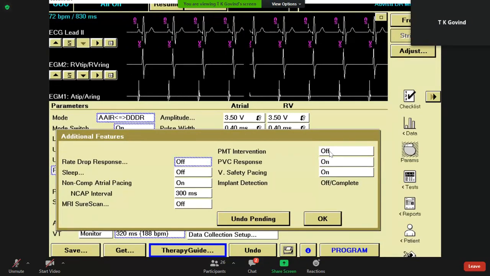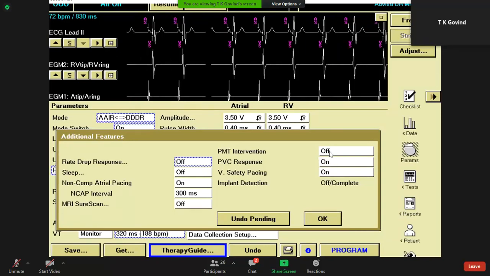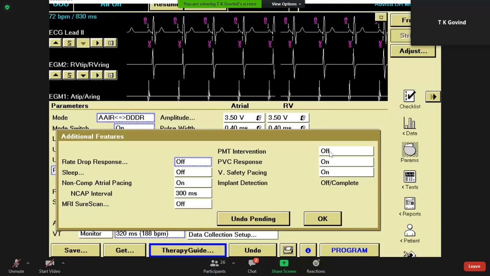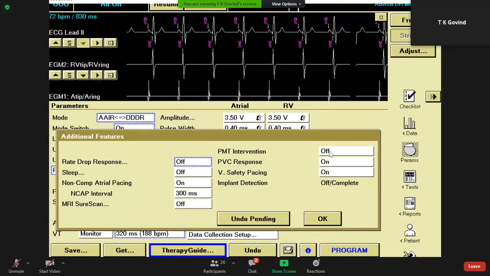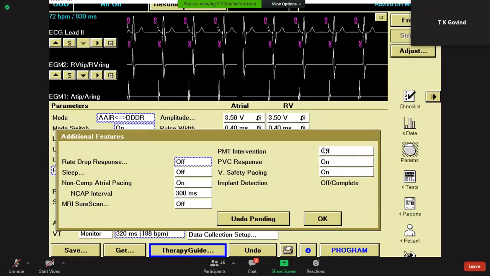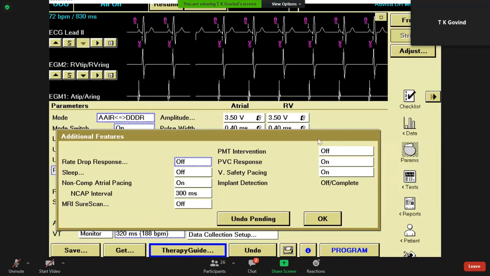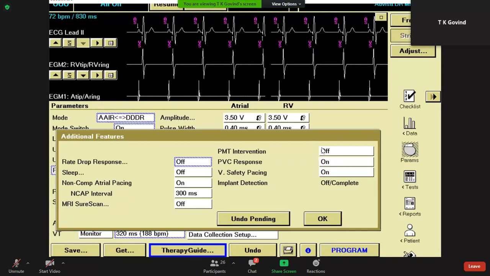But there is a possibility that a patient has a sinus tachycardia, A-sense V-pace going on. Then also it will intervene. So that is the only problem. That is why nominally it is off. And it is very rare today to see a pacemaker mediated tachycardia. If you see one, then you can switch it on.